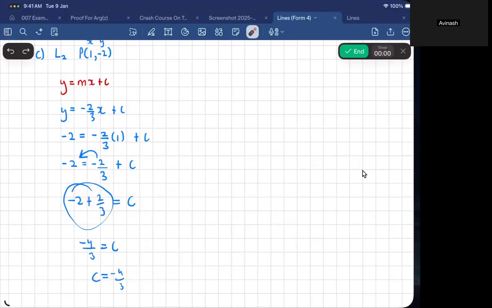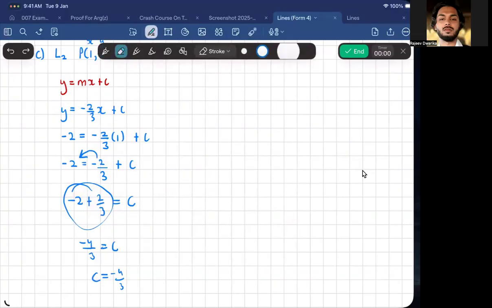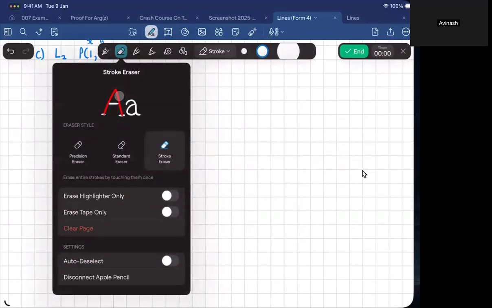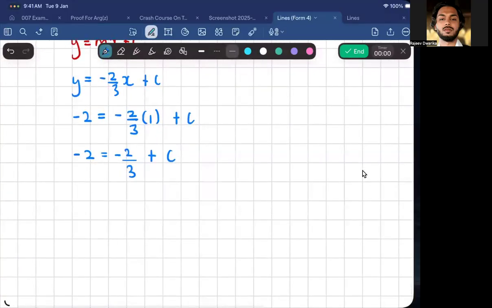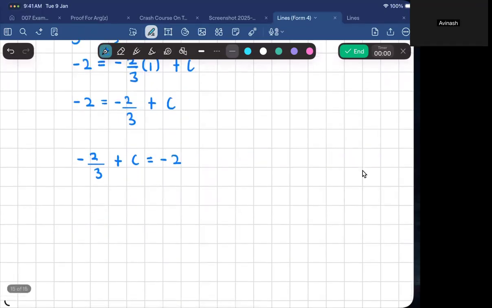Okay, sir. So that's still confusing, yeah? Nah, I understand it. That's one way you could do it, but the way I'd tell you to do it to avoid any confusion is like this. You're going to interchange the left-hand side with the right-hand side. So instead of writing this on the right side, I'm gonna write it on the left side. I'm gonna say minus 2 over 3 plus c, and I'm going to put that equal to negative 2. Yeah? Does that confuse you?